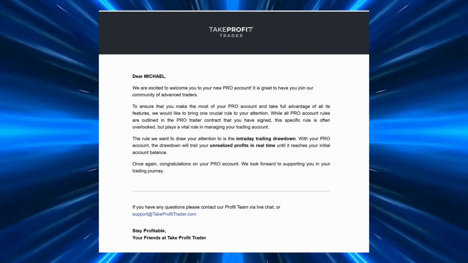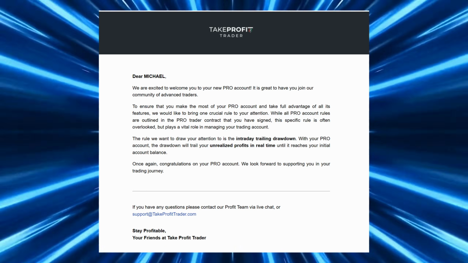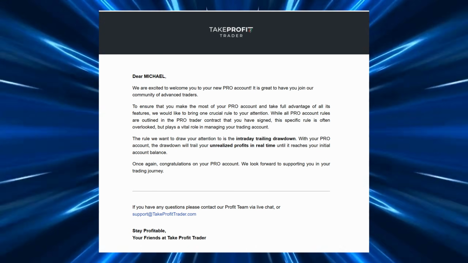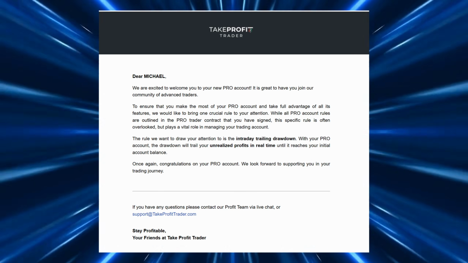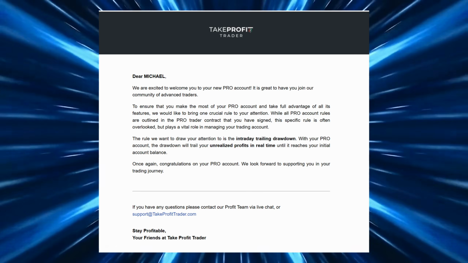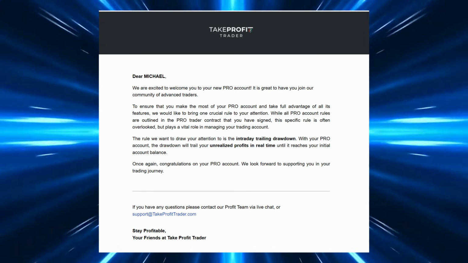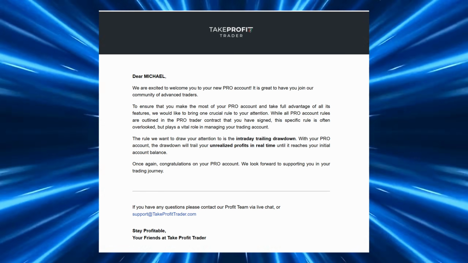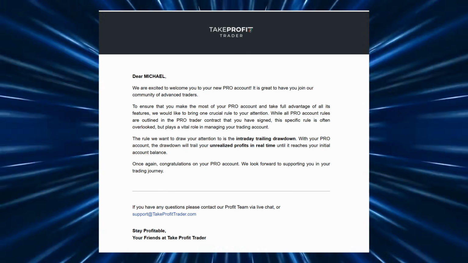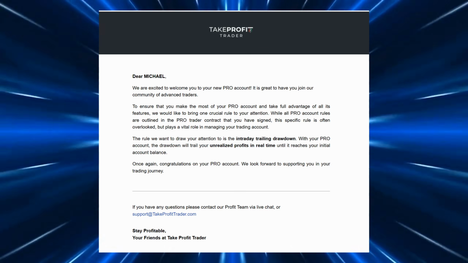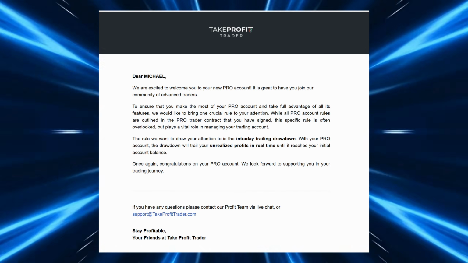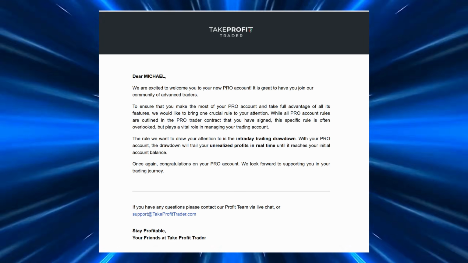Start over. But instead, Take Profit Trader shows the rule we want to bring to your attention is the intraday trailing drawdown rule. With your pro account, the drawdown will trail your unrealized profits in real time until it reaches your initial account balance. Once again, congratulations on your pro account. And notice they actually highlighted that area. Yes, a lot of traders don't like the intraday trailing drawdown rule. Yes, it seems to be a little bit more challenging, but if you trade with Apex in the past, you know it is very easy to overcome.